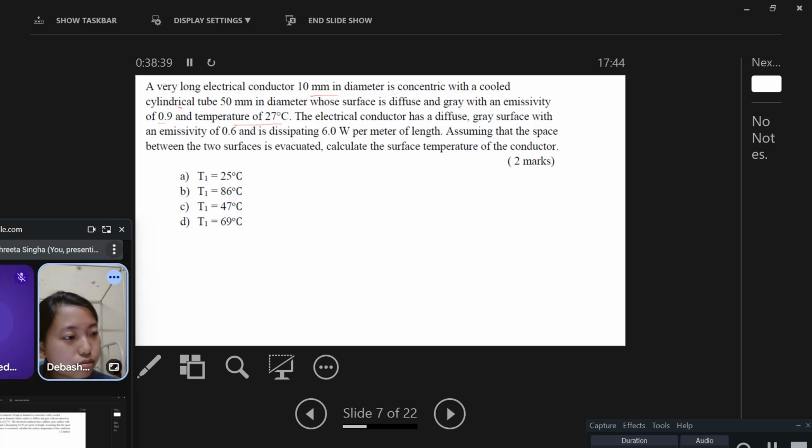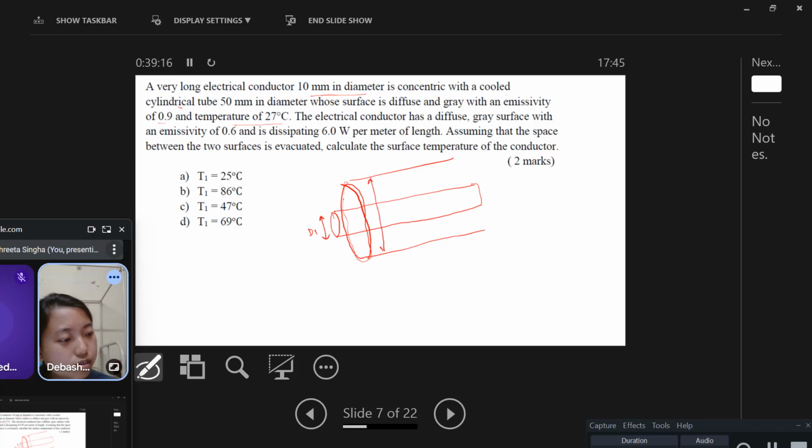So if we draw, first one is 10 millimeter, right? That means the electrical conductor is like this. This is 10 millimeter, suppose D1, and it is cooled with a cooled cylindrical tube 50 millimeter in diameter. This is the cooled cylinder. This is 50.